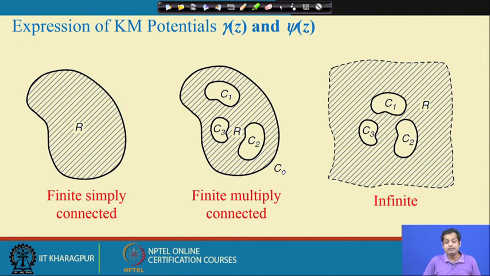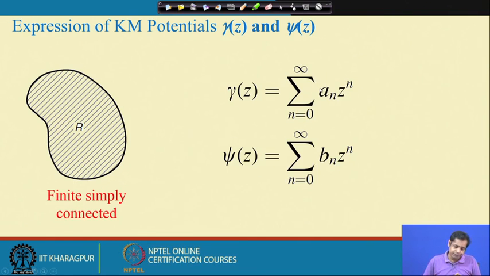Now, the choice of these potentials gamma and psi is different for different kinds of domain. I won't give you the detail of how to arrive at these potentials. If you remember, at the beginning of this week, I gave you two references. One is by Muskhelishvili; if you go through that reference, you will get all the details of how to arrive at these potentials.